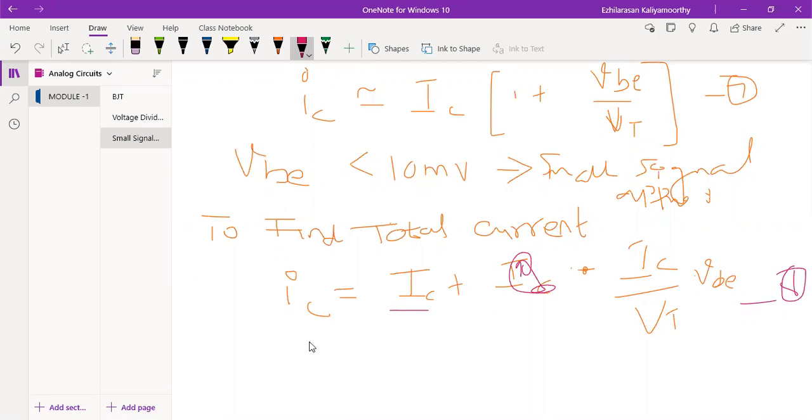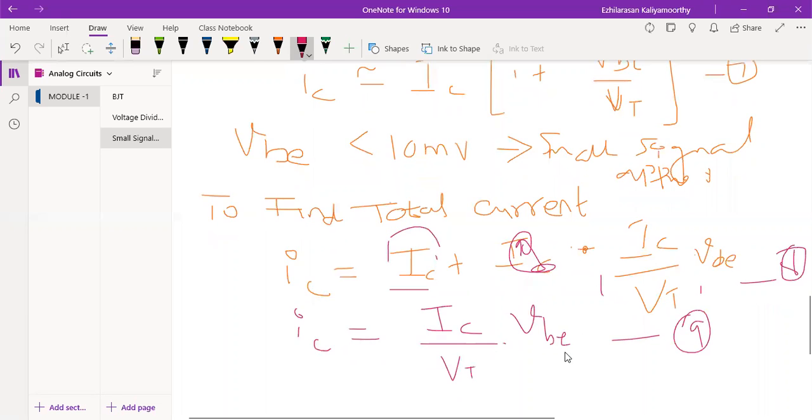So now from this, let me take the signal component and remove the DC component. Let me take only that component, that is IC by VT into vbe, because we are going to calculate the small signal parameter only. So total iC is equal to IC plus ic. This is your DC quantity, and this will be your AC signal quantity. That is why we are taking it out separately: ic is equal to IC by VT into vbe. I will take it as equation number 9.